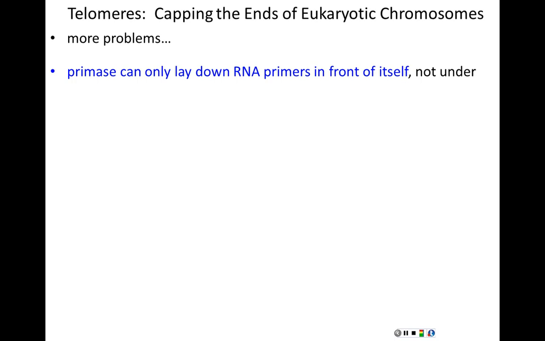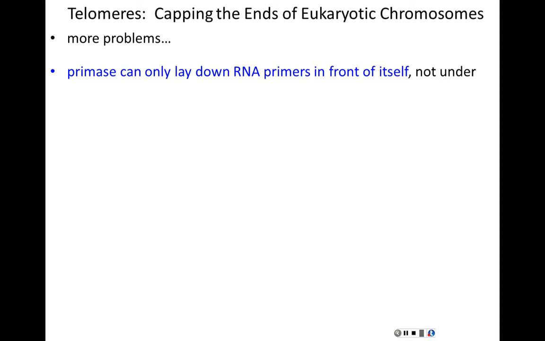So primase is great. We have to have our RNA primers if we're going to synthesize new DNA. But primase can only lay RNA down in front of itself. It can't lay RNA down under itself. Now, I will tell you that I'm oversimplifying things a little bit here just to make the material more understandable. So what I'm saying is not entirely accurate, but the concepts are true. The primase can't really lay RNA primers down under itself, only in front of itself.